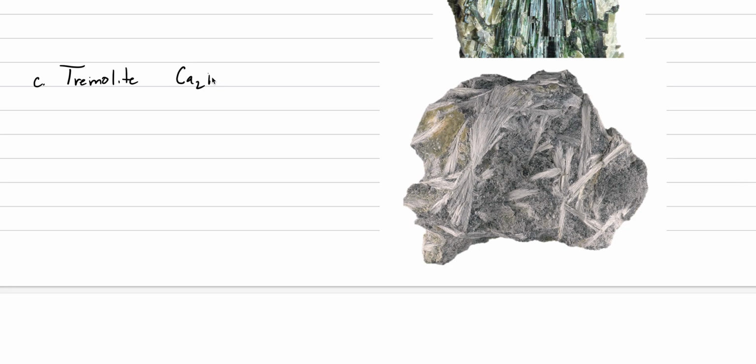Calcium 2, magnesium 5, Si8O22(OH)2. And when we see tremolite, look for almost needles now. It's become much more acicular, but it's definitely still elongate. And here we see definite radiating splays of white tremolite in this gray, probably marble rock.